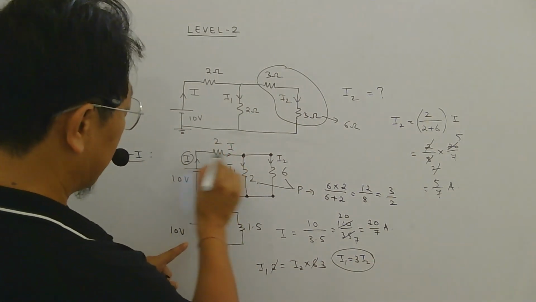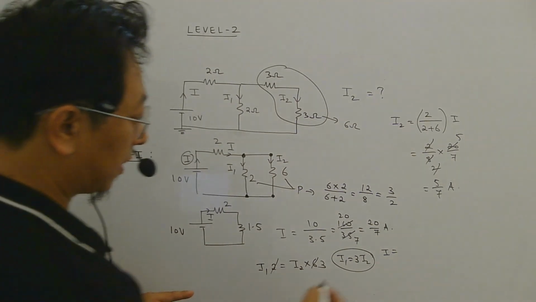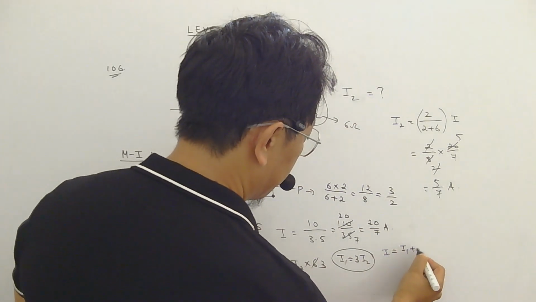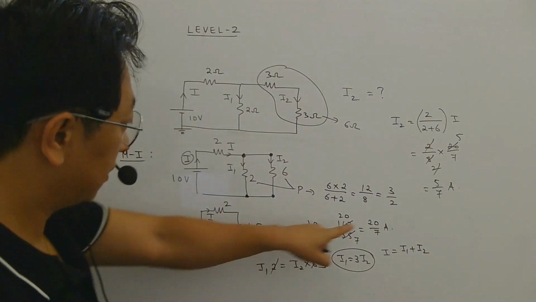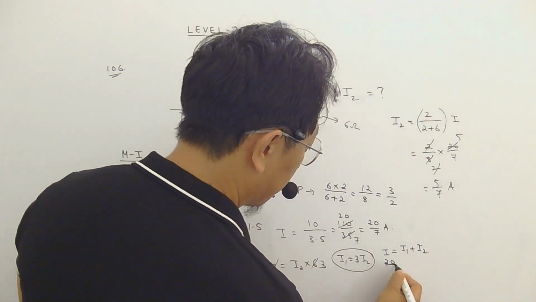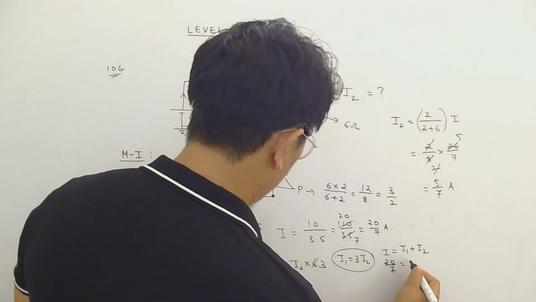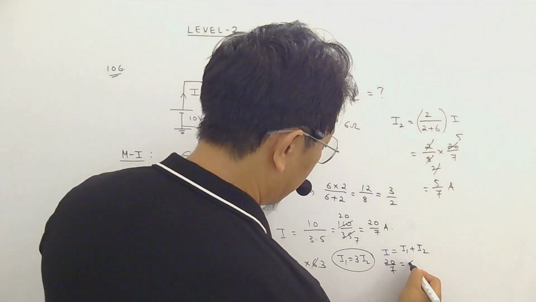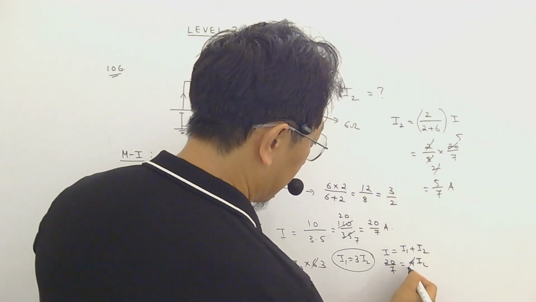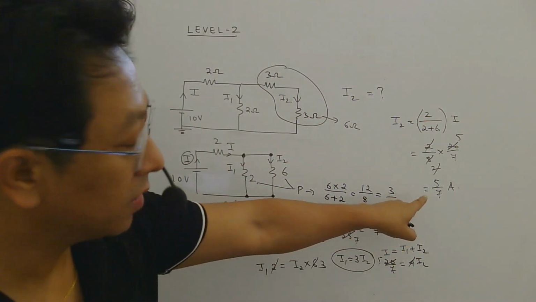Then we know total current I is I1 plus I2. Right? Total current how much was coming? 20 by 7. I1 is 3I2. So if you substitute 3I2, 4I2, then 4 5s are 20. So I2 will be 5 by 7 ampere.